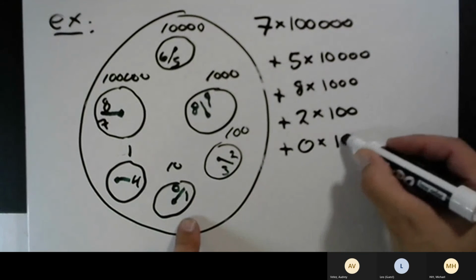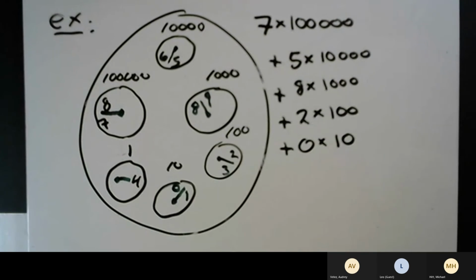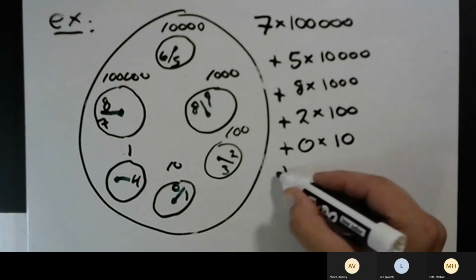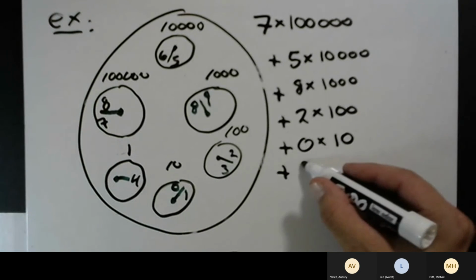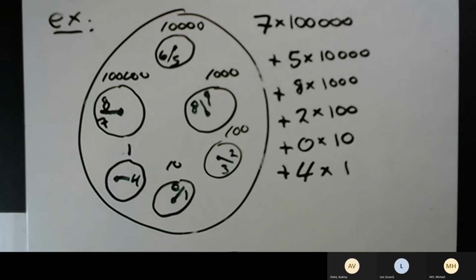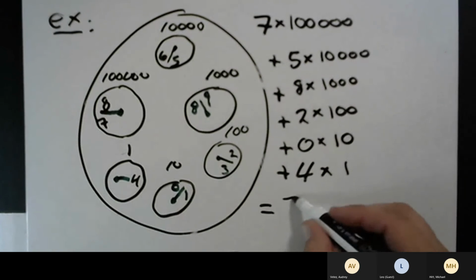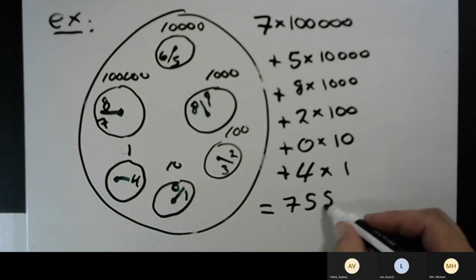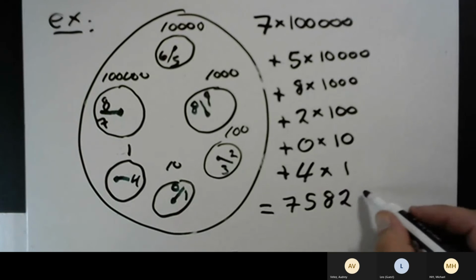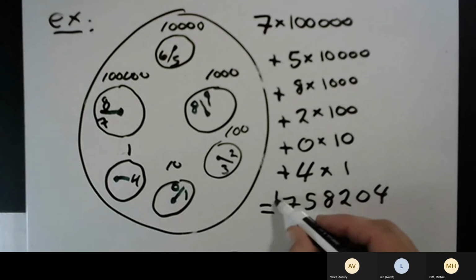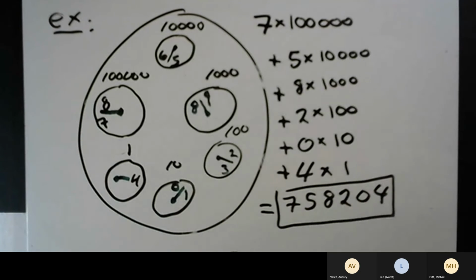It's only between 0 and 9 that we choose the 9, because 9 is technically smaller than 0, because 0 is acting as 10. And then finally, we have 4 times 1. And if you perform these operations, we get 758,204. So any questions about that?